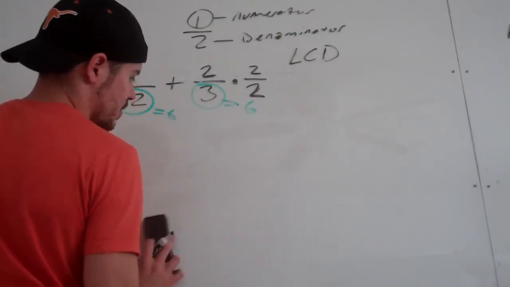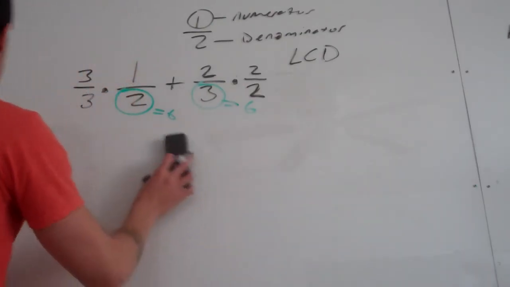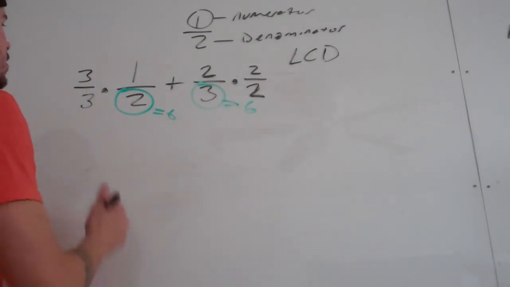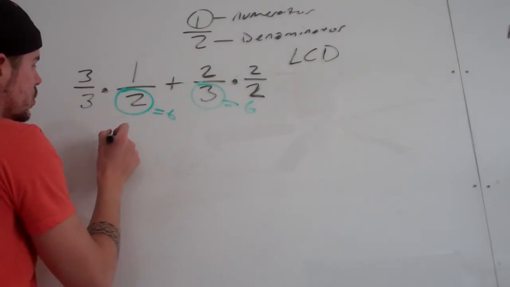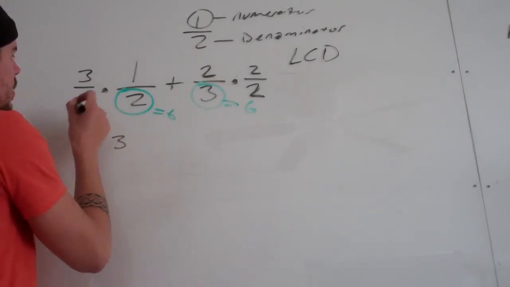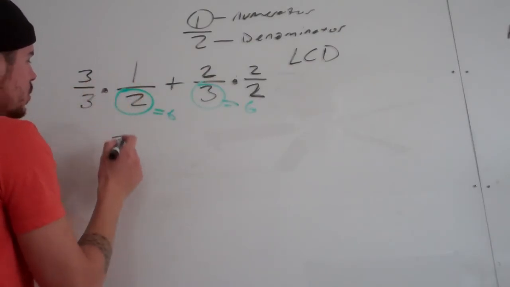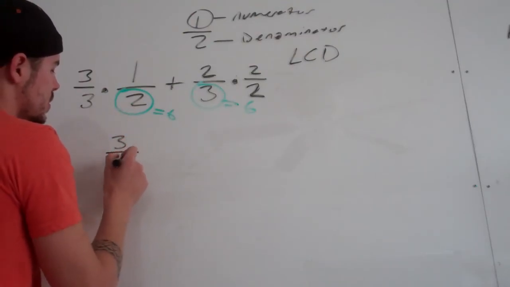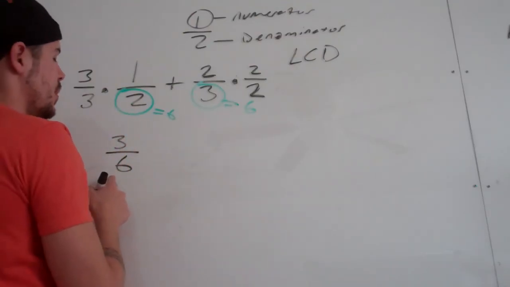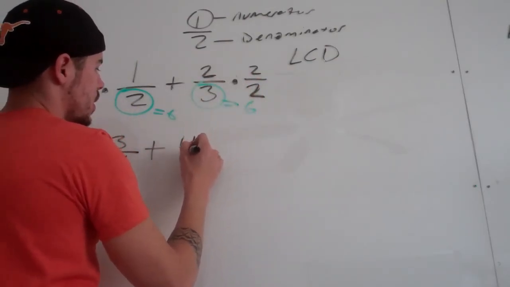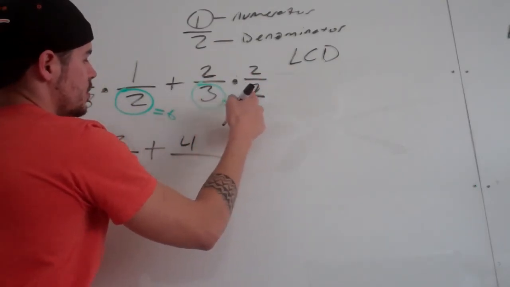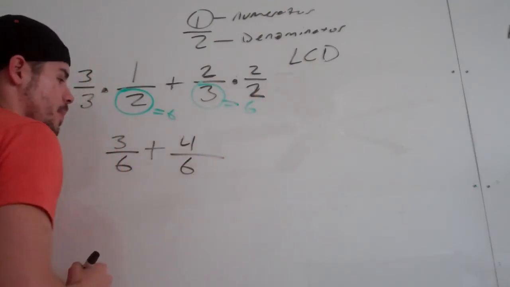Once again, this is the first time I've tried to teach it this way, but I hope it helps. Okay, so on the top here we have 3 times 1, which is 3, and here I'm going to multiply these two here. We have 3 times 2, which is 6, which is what we wanted for this denominator, plus 2 times 2, which is 4, over 3 times 2, which is 6.